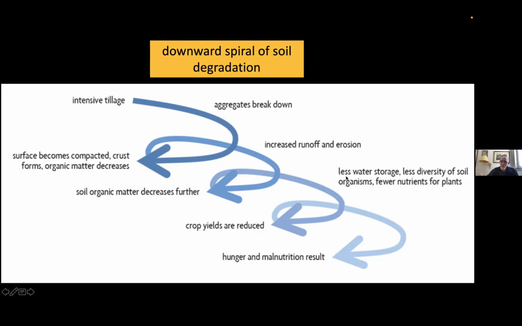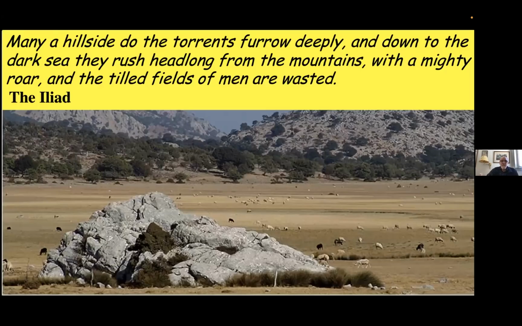And that leads to less water storage, fewer organisms, fewer nutrients for plants, crop yields are reduced, and it just keeps going. And you can end up with really poor quality soils, where people need to apply a lot of fertilizers, pesticides to grow things in those soils. And if this was a different talk, I'd be talking about healthy soils and how we promote them, which I'd be happy to talk about, but I just wanted to show you that this is not a new issue.